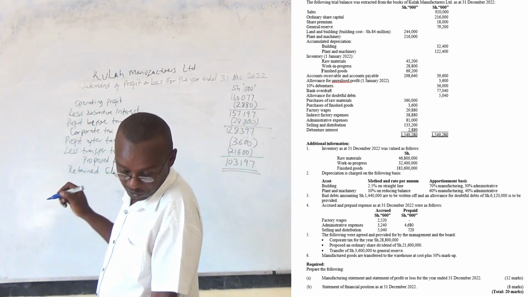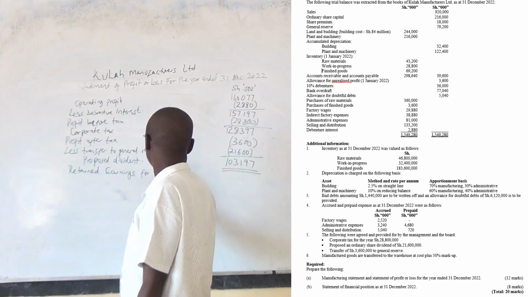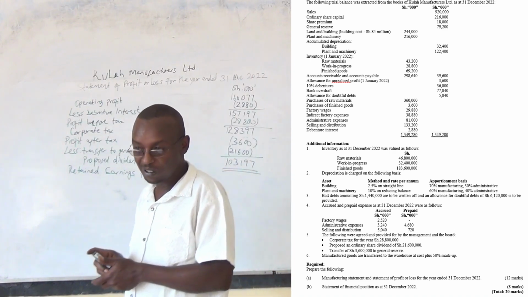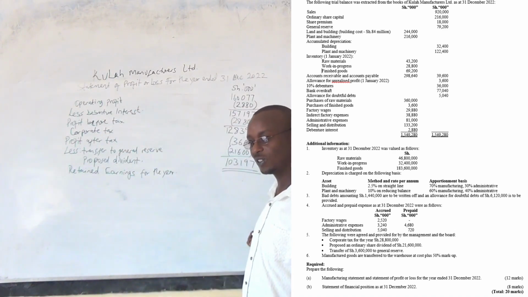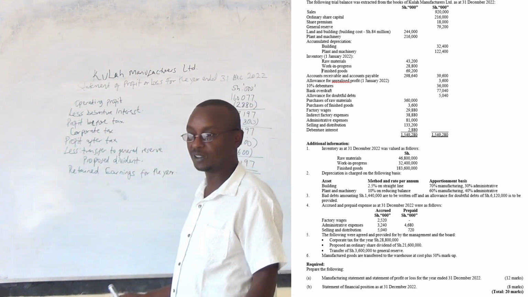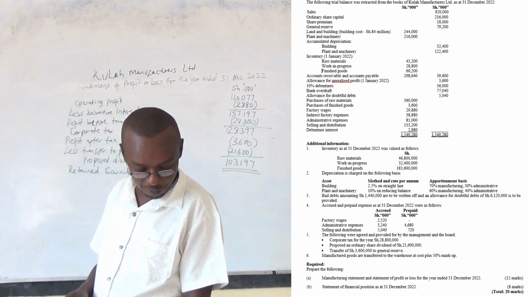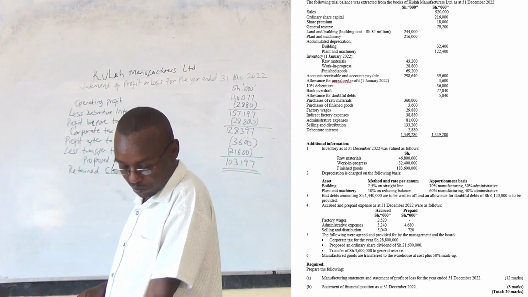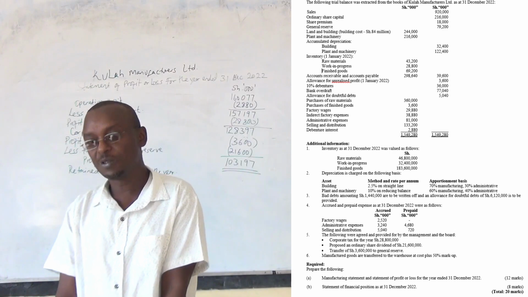So in some questions, in the trial balance, you can find that you will be given the net profit for the previous year. You add it. Now, that is it on the statement of profit or loss. We have got our profit for the year. It was 103,197,000.